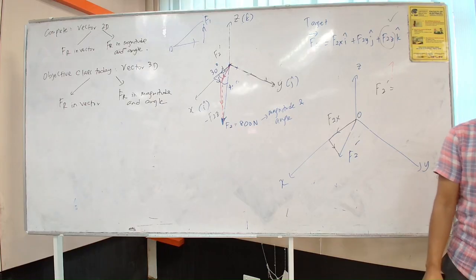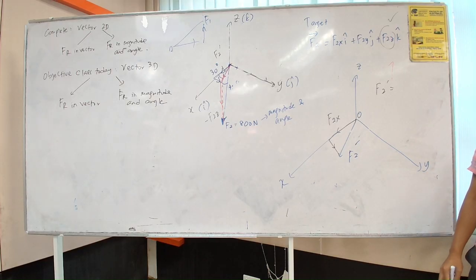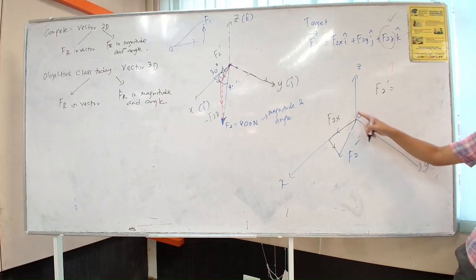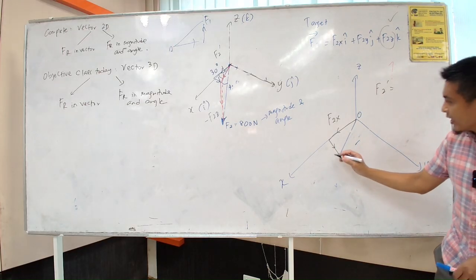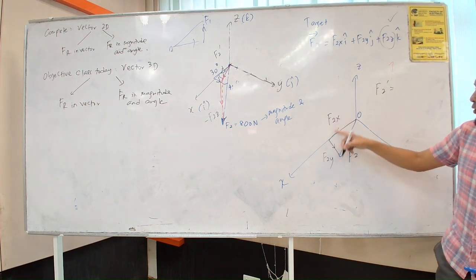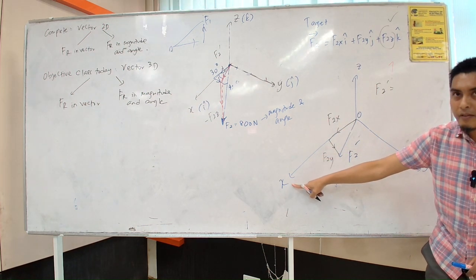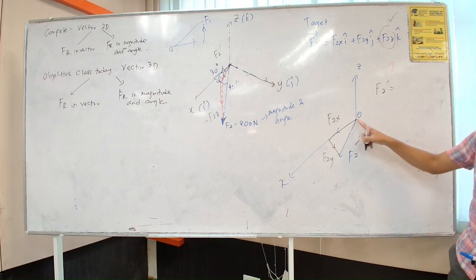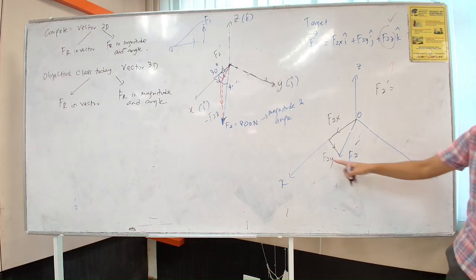F2X. Okay. And then, is it parallel with this one? So, the label here is F2Y. F2X is positive or negative? Because similar with the X direction. F2Y positive or negative? So, positive F2Y.